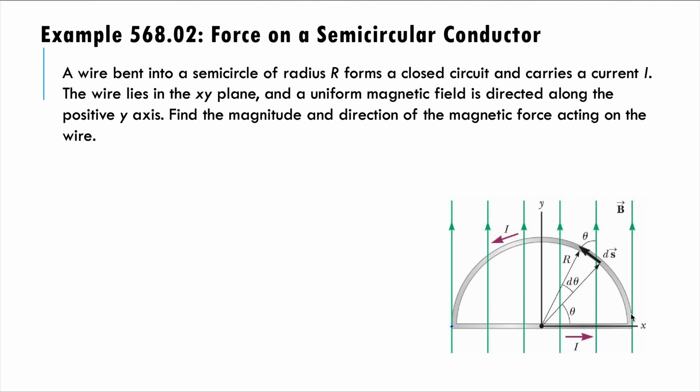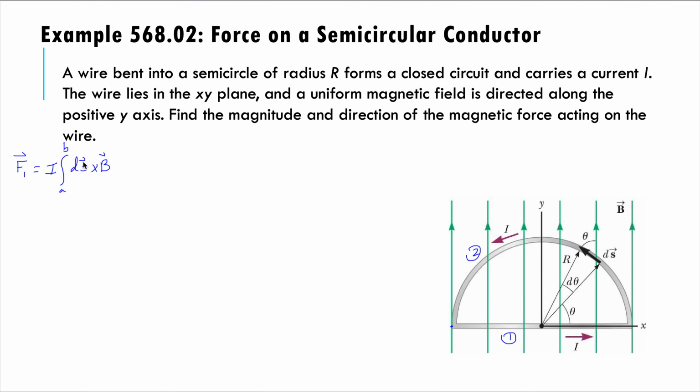So the first thing to realize is that we can look at the force on the straight segment separate from the force on the curved segment. Let's do the straight segment first. Let's call that segment number 1, and then we'll do segment number 2 later. Since we're trying to find the net force, we can just add the forces on those separate segments. So let's find the force on segment number 1. We're going to use the equation we just derived. It equals I integral of ds cross B along the length of the wire from A to B.